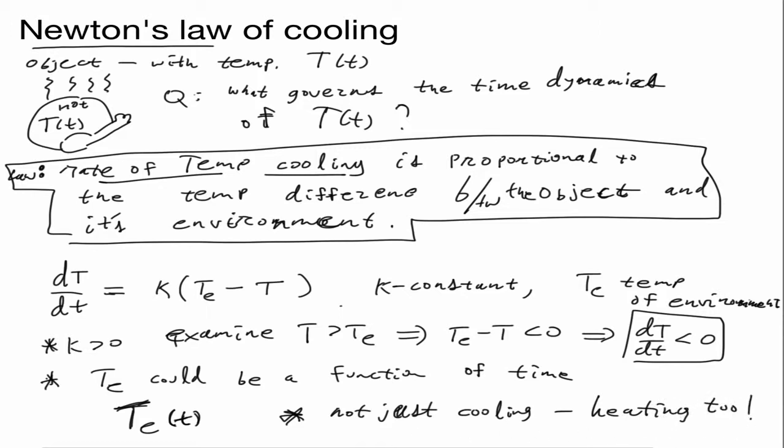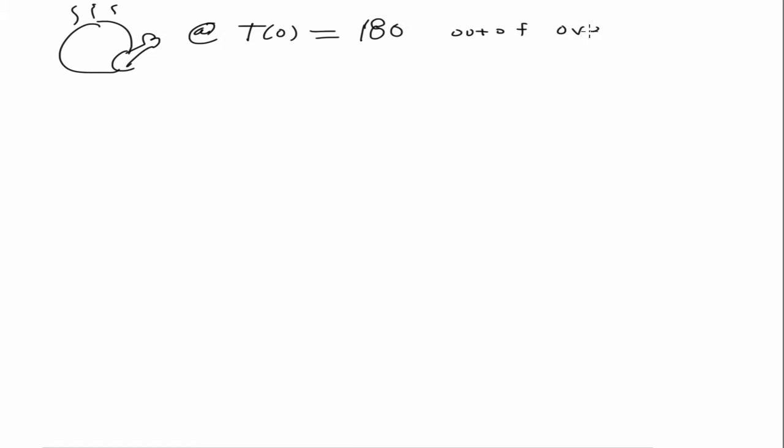Okay, so now let's actually write down and do an example of this type of differential equation. So let's solve a differential equation. So again, we're going to have our turkey, like that, and it's hot. And at time 0, we're going to pull our turkey out of the oven. And it's going to be 180 degrees. Okay. And the environment then, we'll say, is 75 degrees.